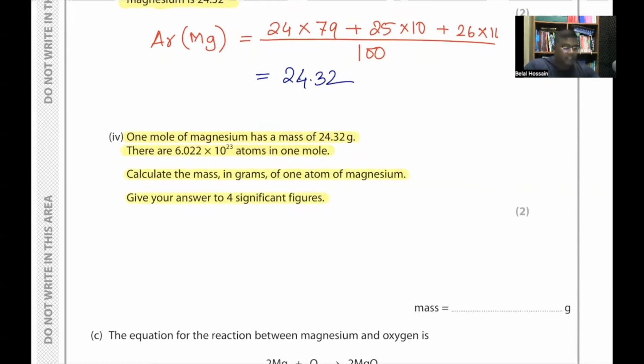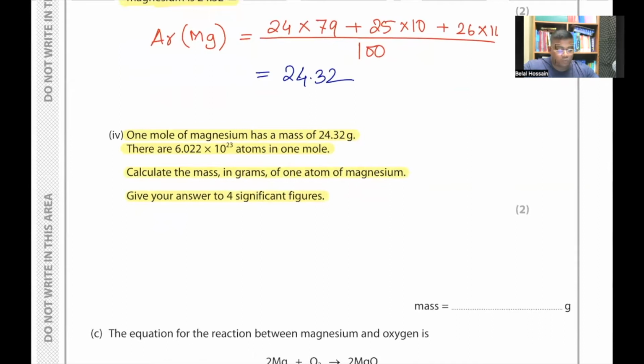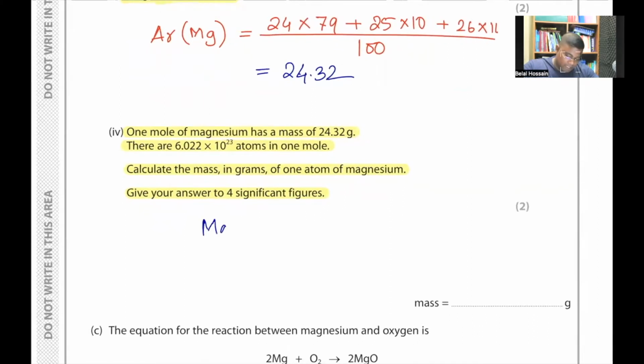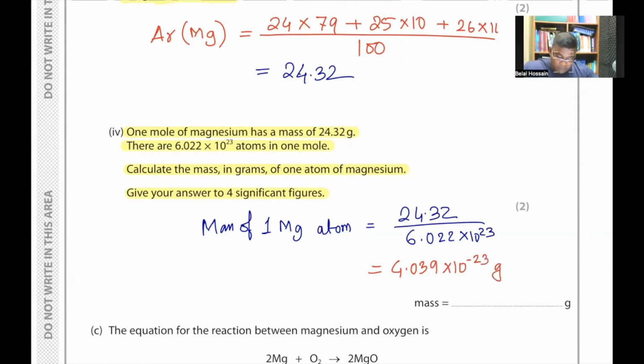In a question like this, all we have to do is find out the mass of 1 magnesium atom. So we'll just indicate that mass of 1 Mg atom equals 24.32 divided by 6.022 times 10 to the power of 23. So the answer that we receive is 4.039 times 10 to the power of minus 23 grams.